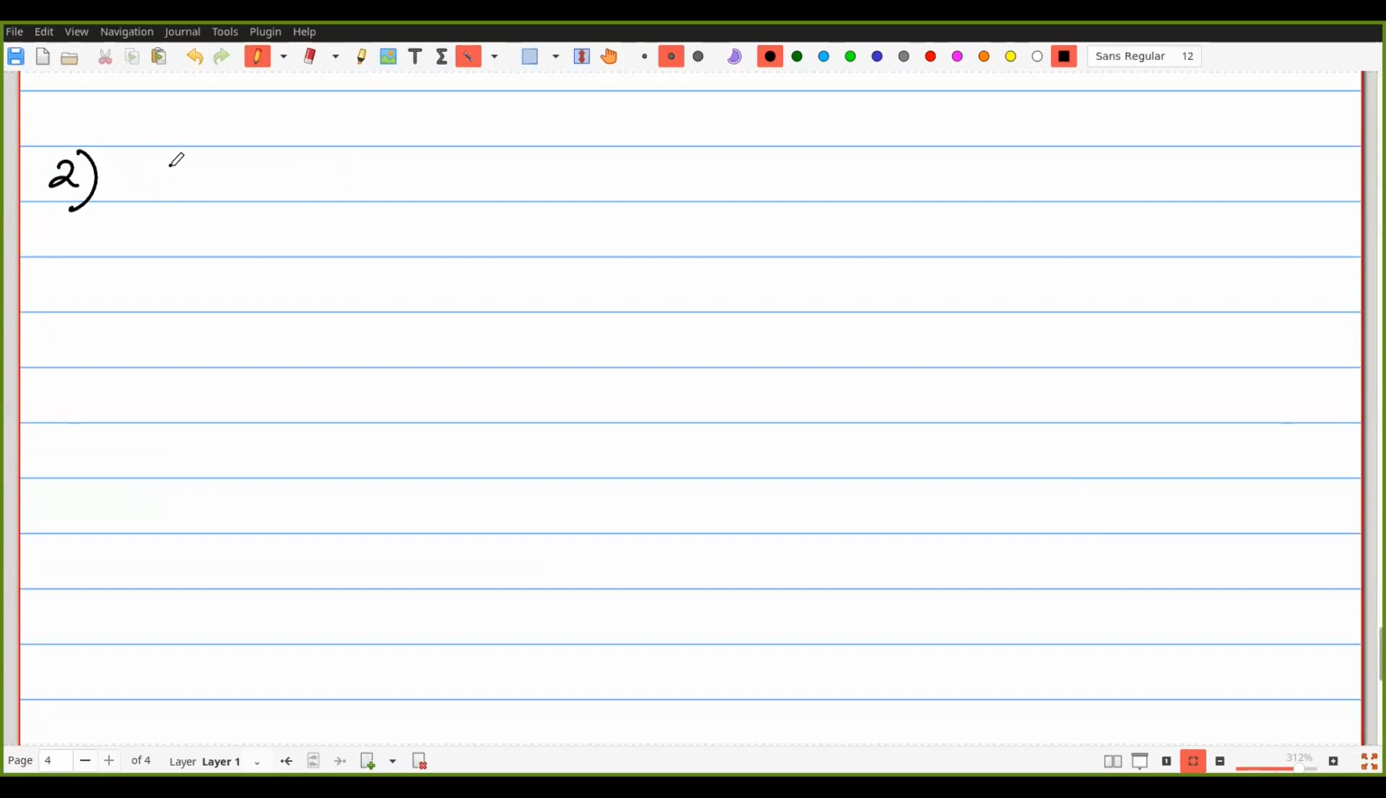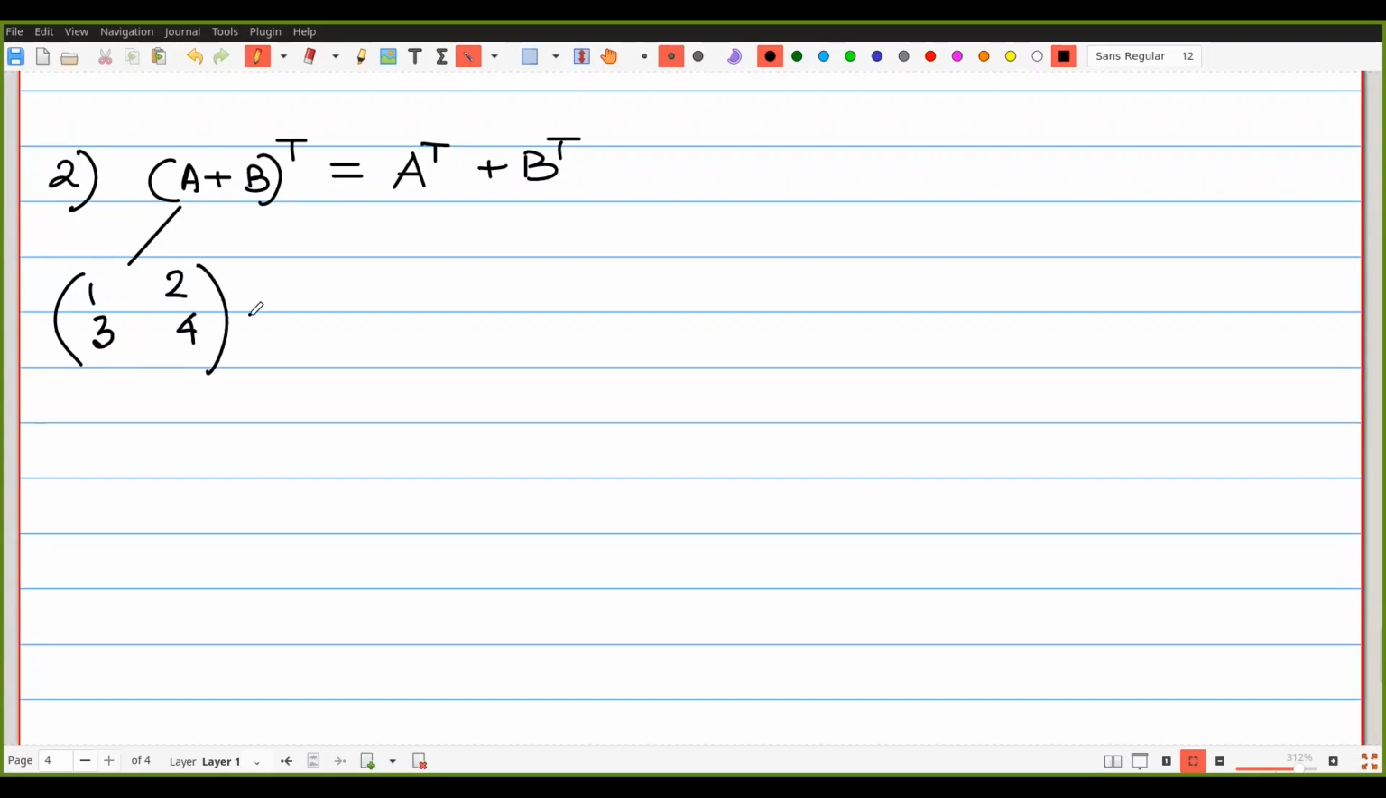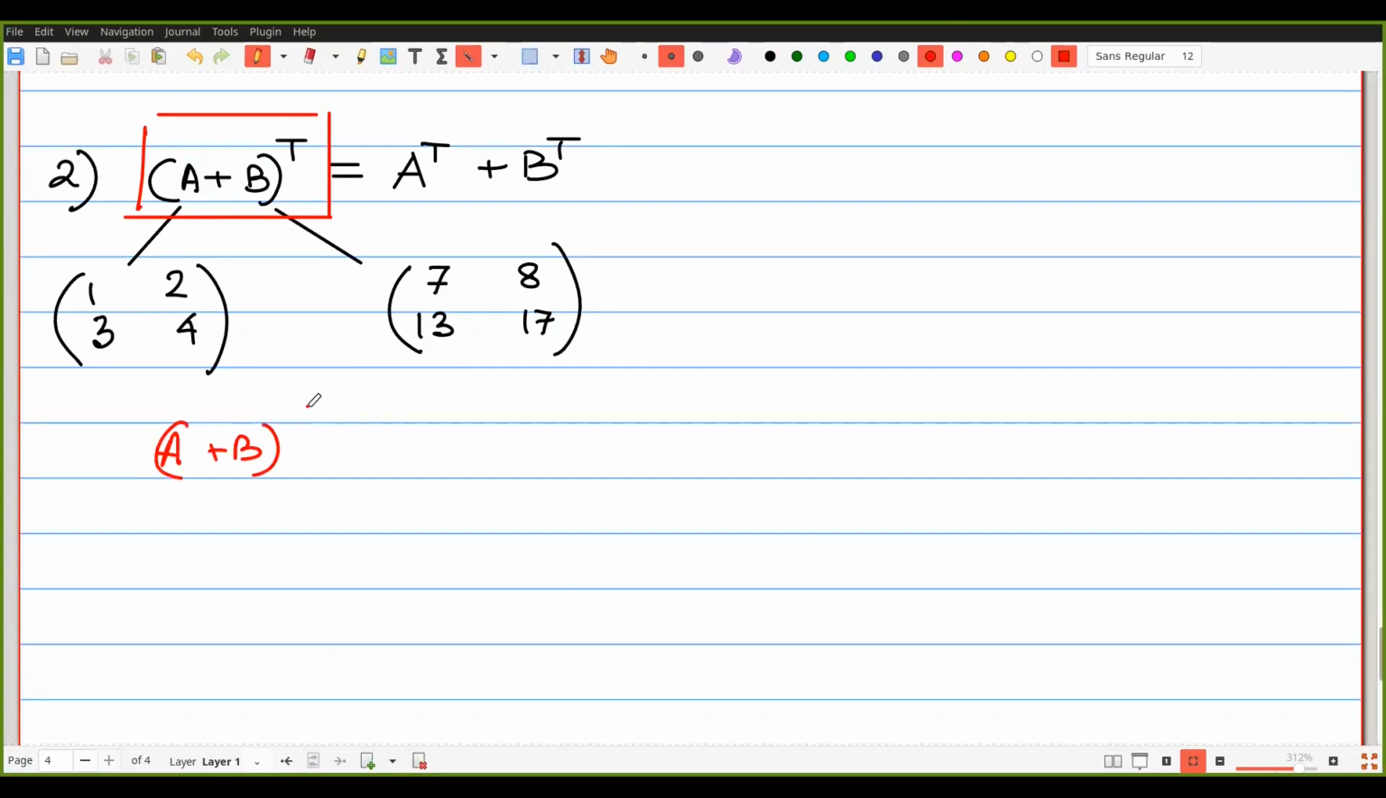Second property for the transpose. A plus B whole transpose is equal to A transpose plus B transpose. Suppose we have A as 1, 2, 3, 4, and B as 7, 8, 13, 17. Okay, so at first on the left hand side, that means A plus B whole transpose. Just add: 1 plus 7, 8, 2 plus 8, 10, 3 plus 13, 16, 4 plus 17, 21. Then its transpose, so we are getting 8, 10, 16, and 21.